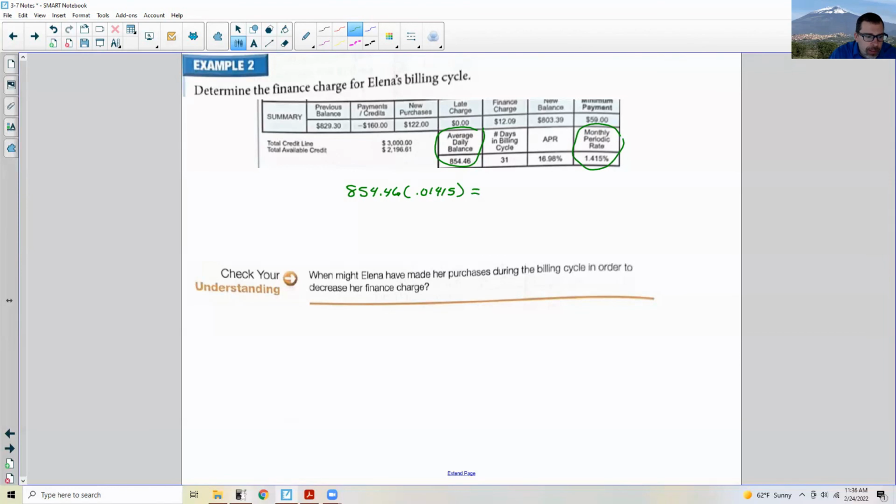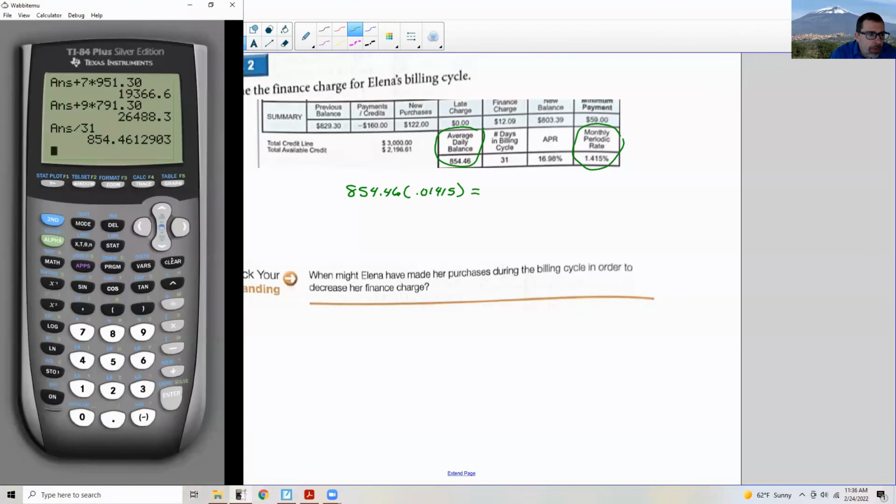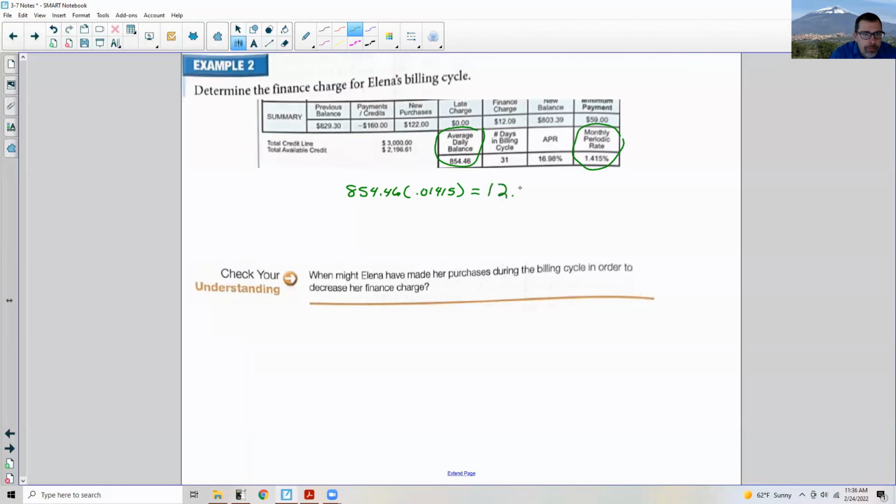Okay, and in doing that, on my calculator, it is 854.46 times 0.01415. Enter. I get 12.09. Okay. And as you can see, that is right there. Okay, so that's how you do it. Average daily balance times monthly periodic rate equals finance charge on the month.